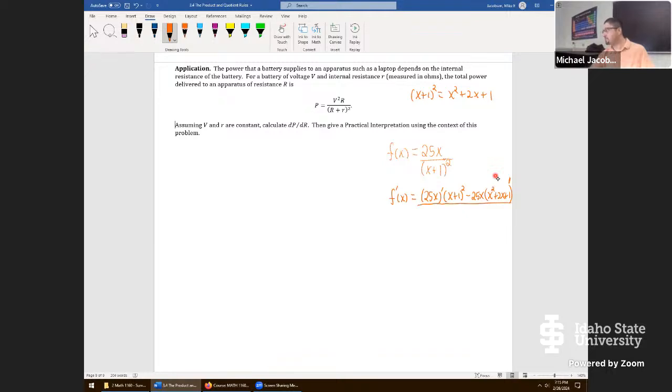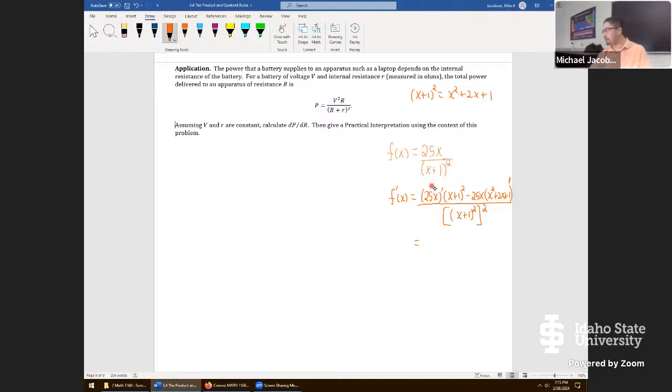Then down below, it's going to be x plus 1 squared, but that whole denominator is still squared, so it's squared squared. We'll raise it to the power 4, multiplying those exponents next. So this is how we would start it. Now we're taking derivatives as normal.